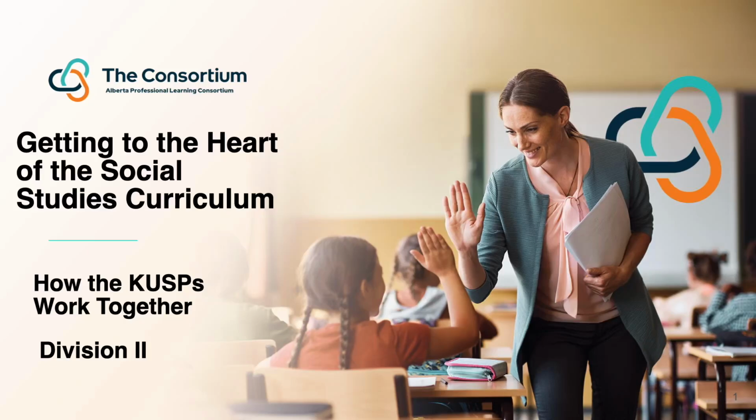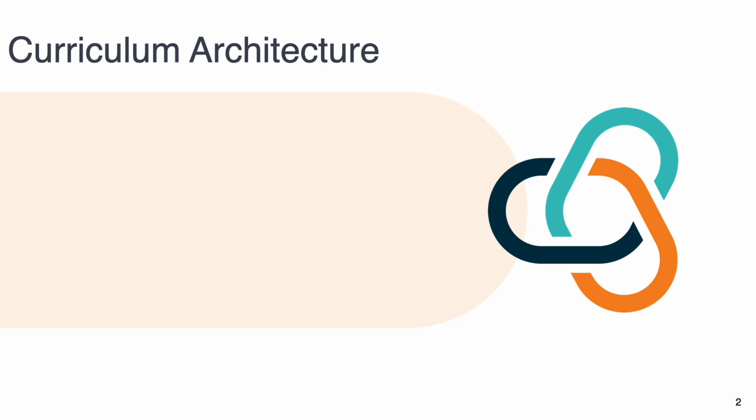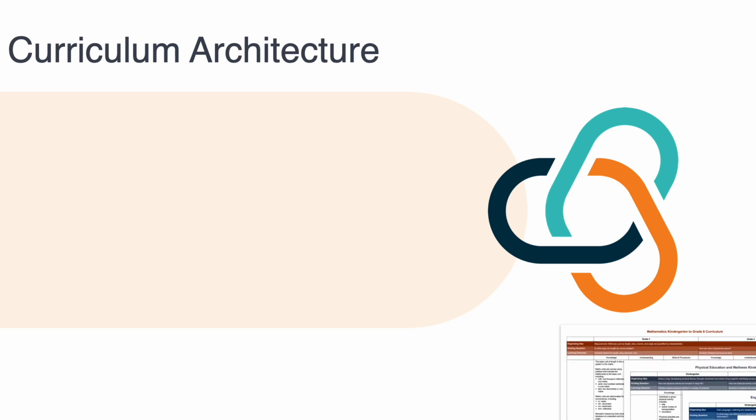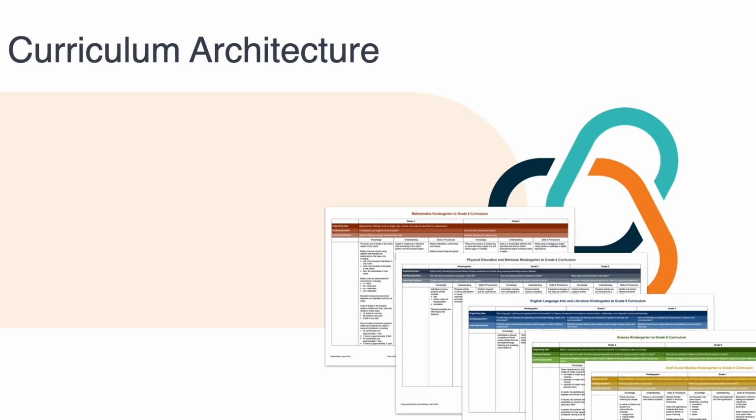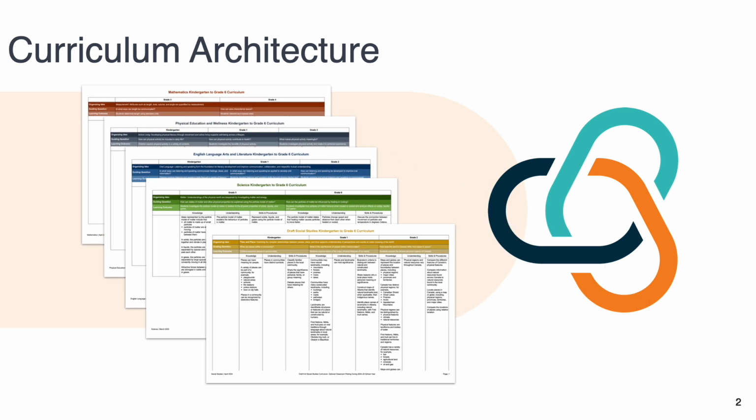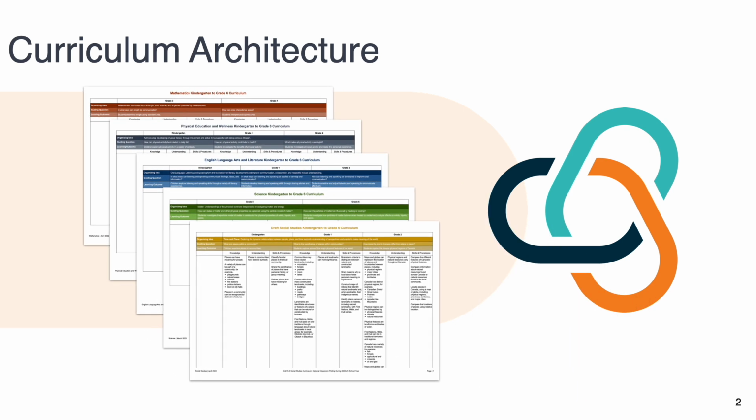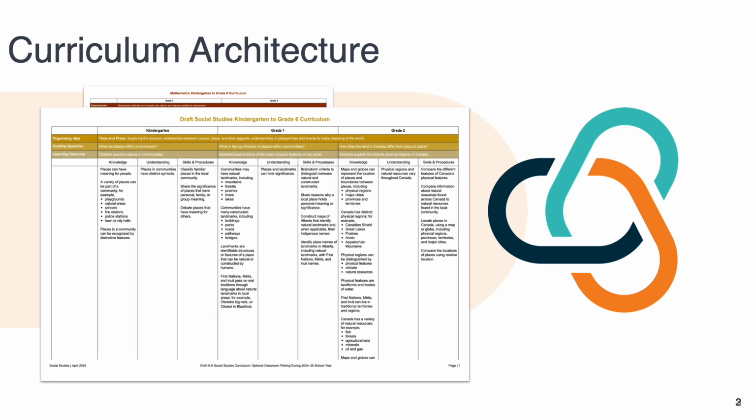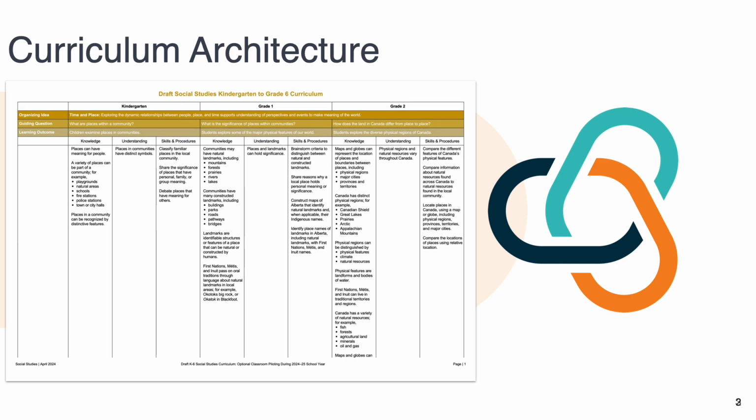Welcome to this brief video that helps to uncover how to work with the CUSPs to get to the heart of the new kindergarten to grade 6 social studies curriculum. The architecture of the new curriculum is the same as the previously released curricula. In all the new curricula, the key to addressing the learning outcome is to work closely with the CUSPs, paying special attention to the understanding. This resource reviews how the CUSPs work together to support the learning outcome in the social studies curriculum.